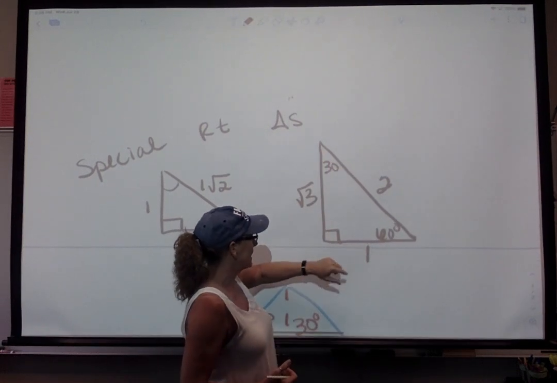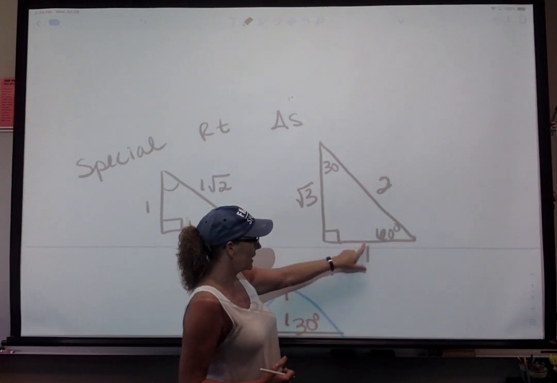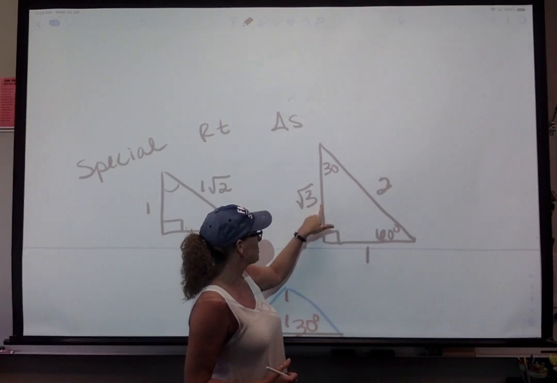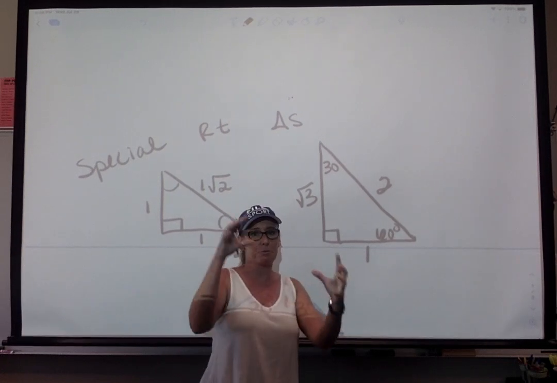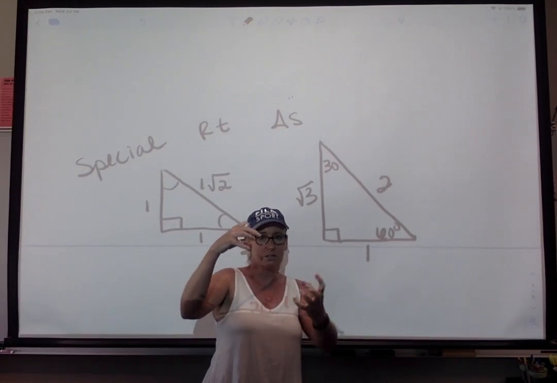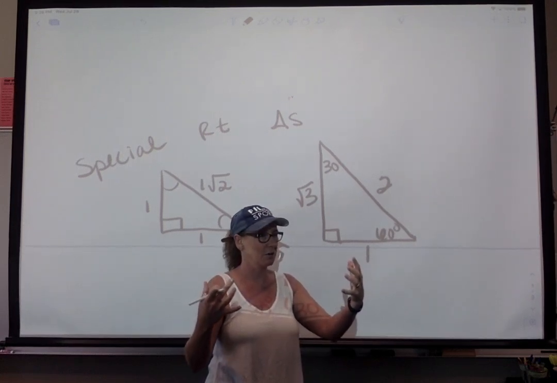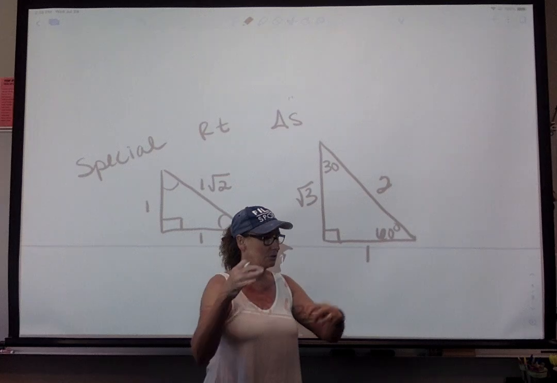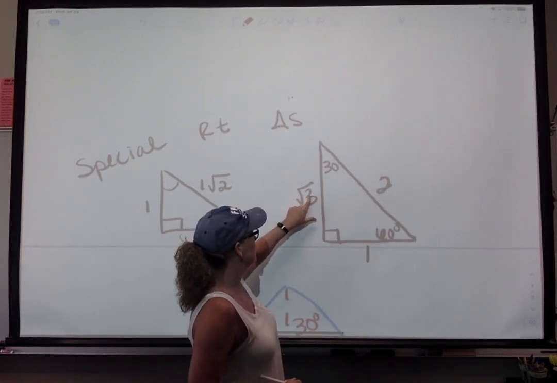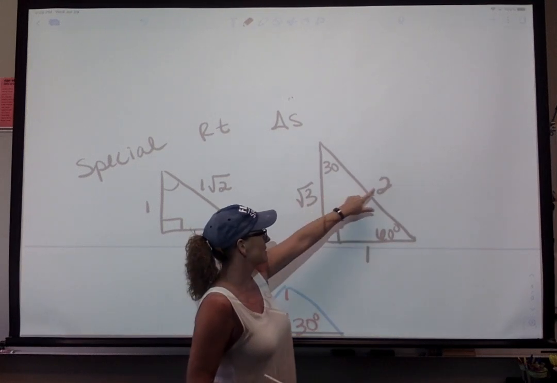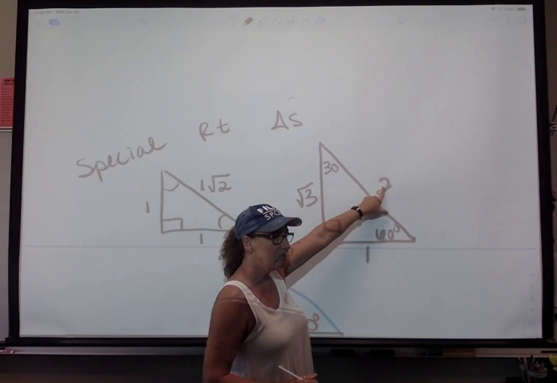On a 30-60-90, I call this the short leg because it's across from the 30-degree angle, and it should look shorter than this one, especially if I drew it to scale, which looks like I've done a horrible job. Anyway, so this is going to be the short leg. This is going to be the long leg across from 60. This is the hypotenuse. Whatever the short leg is, the hypotenuse is always double.